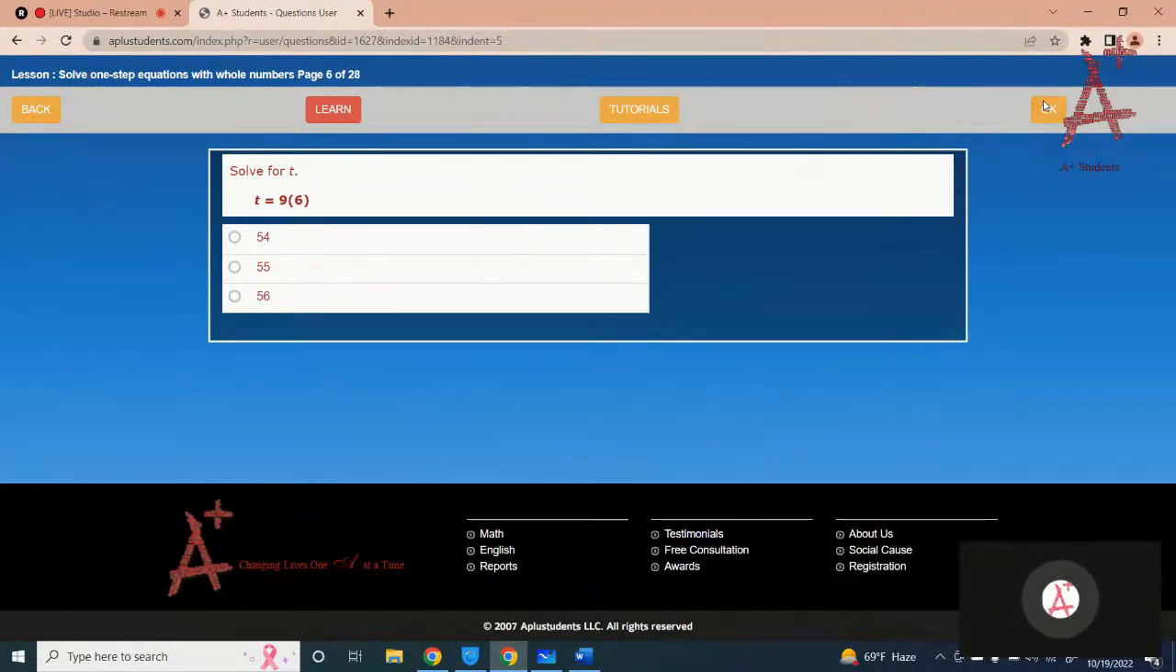Solve for t: t equals 9 times 6. So 9 times 6 is, yes, it is 54. So select the correct option and click on the OK button.